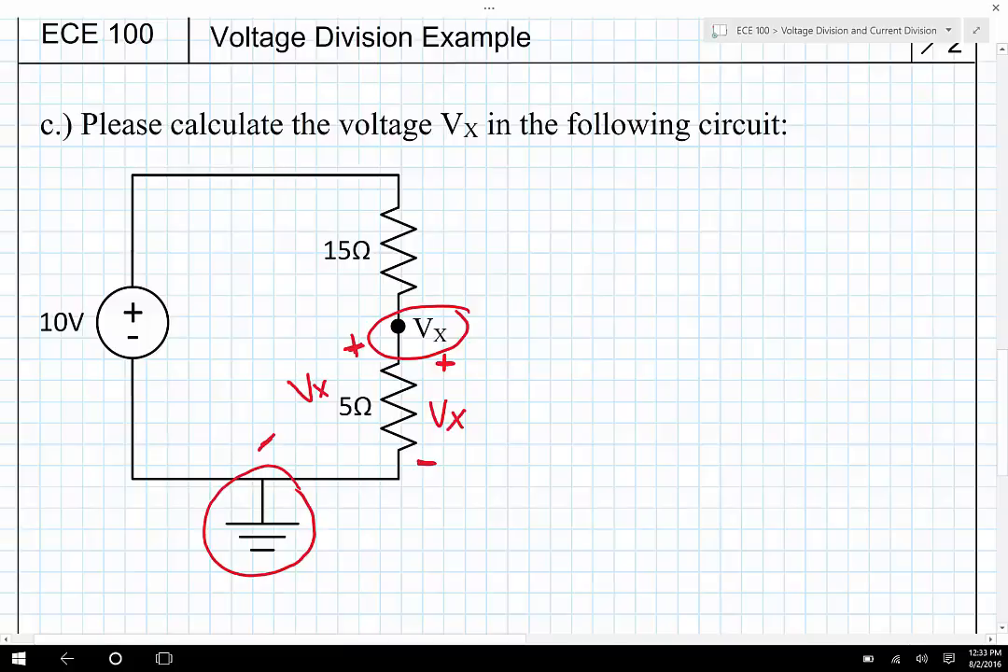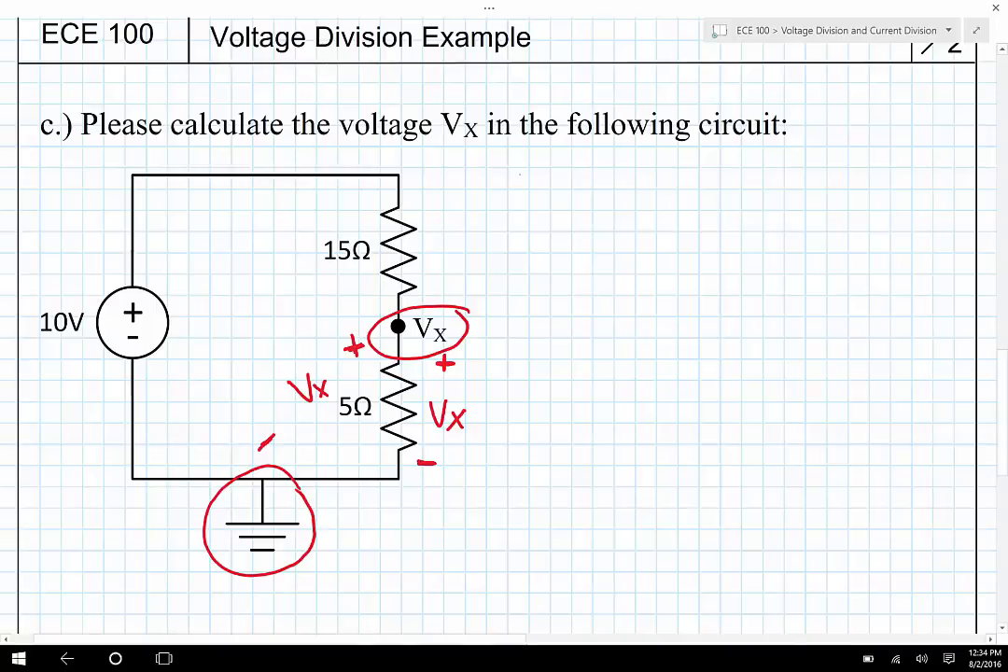So if what I'm looking for is Vx, which is in between the 5 ohm and the 15 ohm resistor, it might have been confusing at first whether I was asking for the voltage across the 5 or the voltage across the 15, but I'm actually asking for the voltage across the 5. So this is actually really easy.